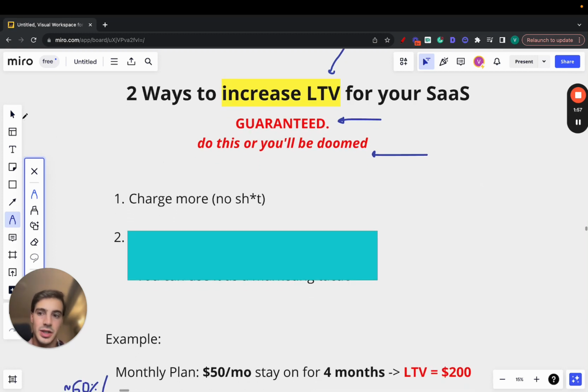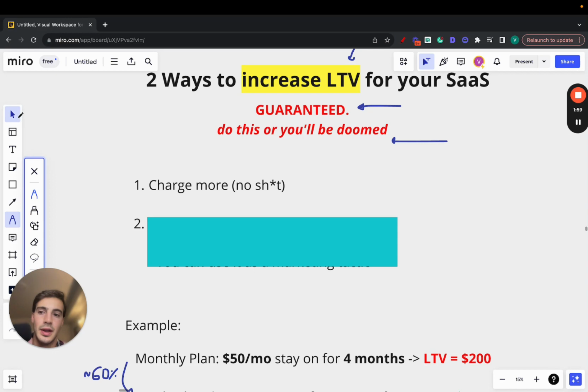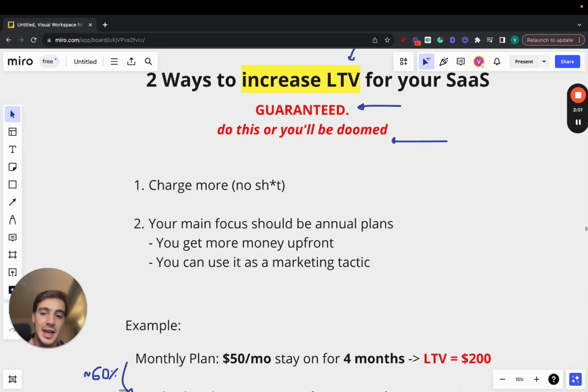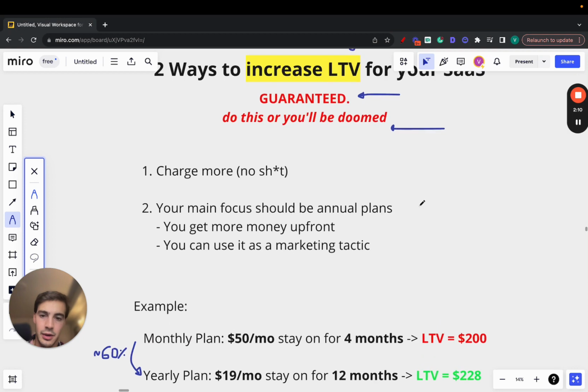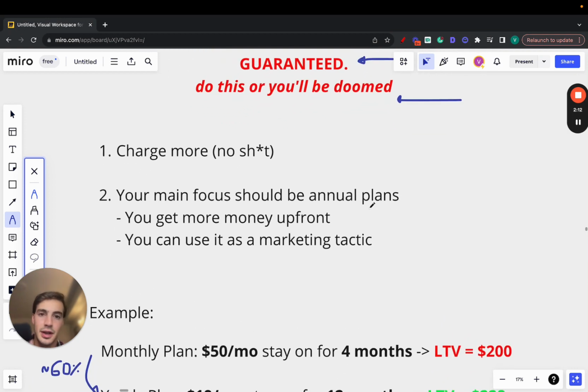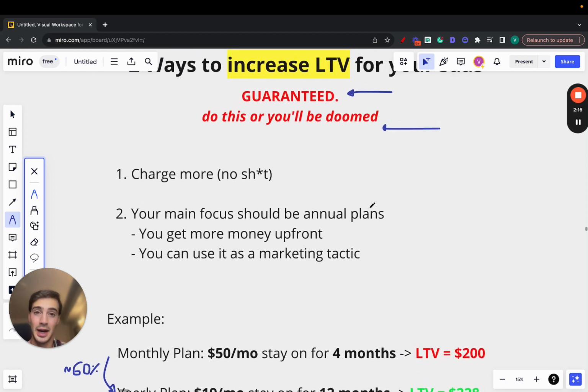Then, second thing, which is the biggest one here, is the one that makes more sense, is your main focus should be annual plans. Now, this seems pretty straightforward, but there's two things here that need to make sense and you need to nail down. First things first is if you're just focusing on yearly plans, so instead of people just buying monthly plans, so for $50 they buy a monthly plan, focus on and have them buy a yearly plan for half the price. Why? Because you get more money up front.